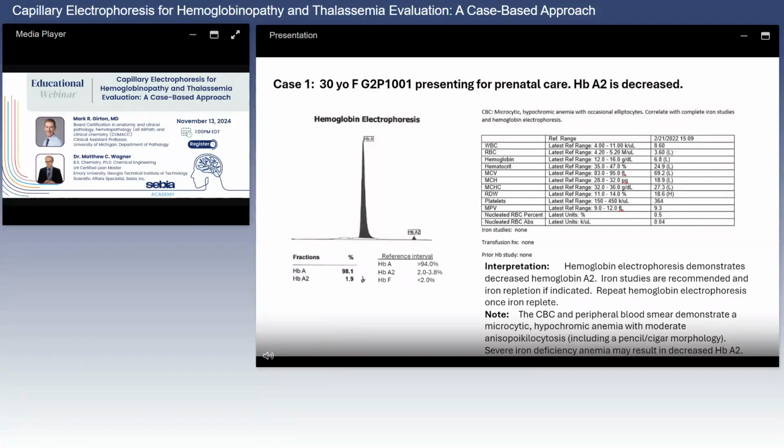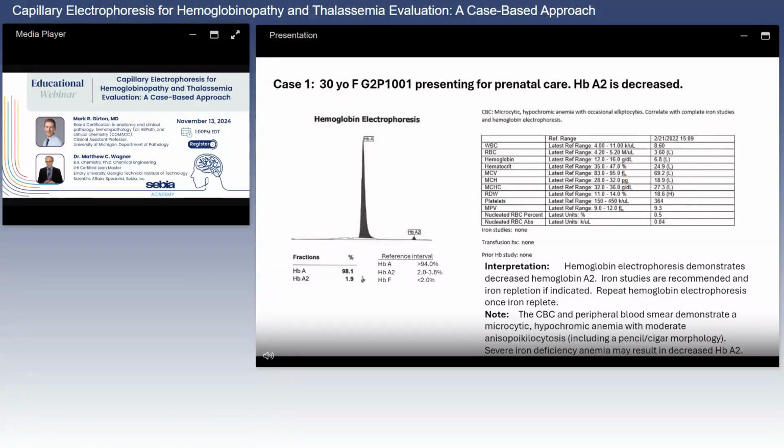So the interpretation in this case: hemoglobin electrophoresis demonstrates decreased hemoglobin A2. Iron studies are recommended and iron repletion if indicated. Repeat hemoglobin electrophoresis once iron replete. The reason for that interpretation is that in the context of a microcytic hypochromic anemia with moderate anisopoikilocytosis, including this pencil/cigar morphology or elliptocyte morphology, this is presumptive iron deficiency anemia until proven otherwise.